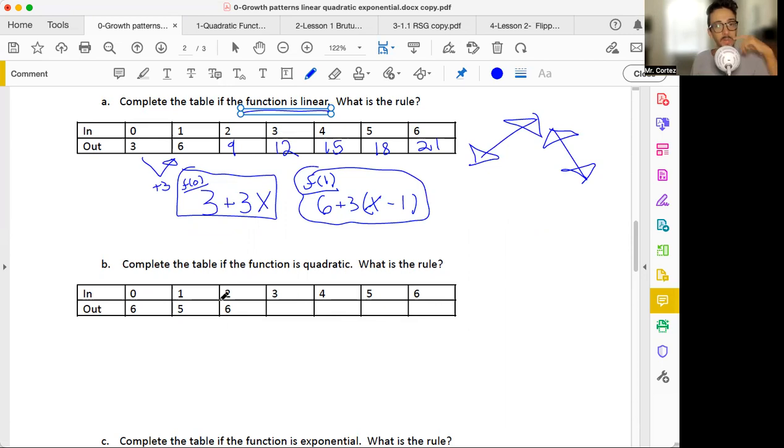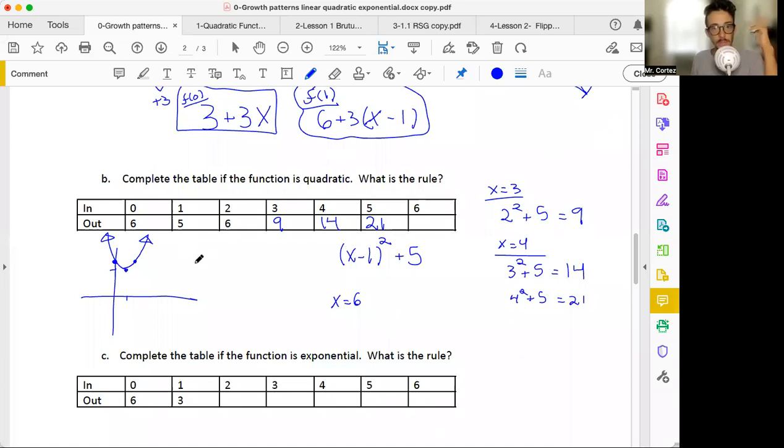What do we have here? We have 6, 5, 6. If we sketch this out, it looks like this. So when x is 1, that outcome's 5. It then hops up to 6 and 6 here. So it's probably going to be quadratic. Do you want to take a stab at this? What do you think this rule is going to be? How do you think this is going to continue?